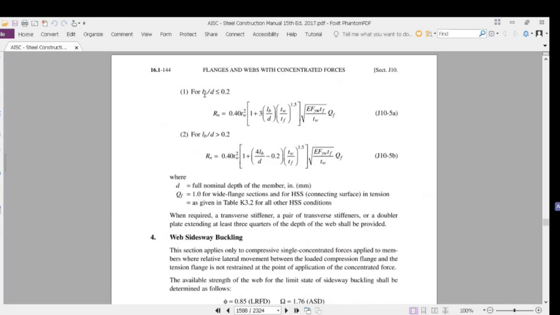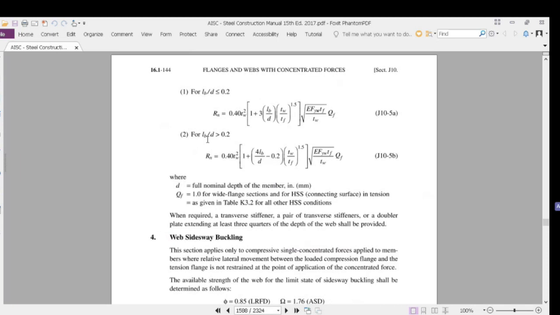If the bearing length and overall depth ratio is less than 0.2, then Rn will be equal to 0.40 tw squared, times (1 plus 3 times bearing length by depth ratio times (thickness of the web by thickness of the flange) raised to the power 1.5), times the square root of modulus of elasticity into yield strength of the web times thickness of the flange divided by thickness of the web, times the constant Qf.